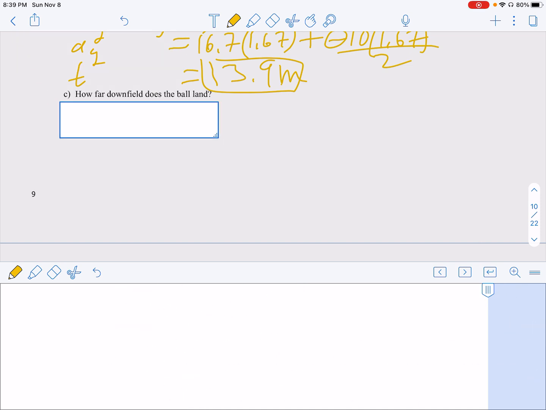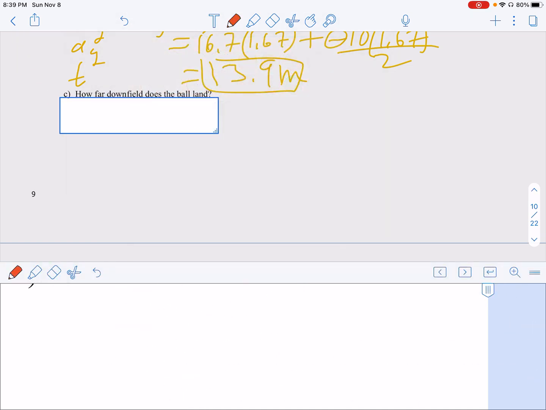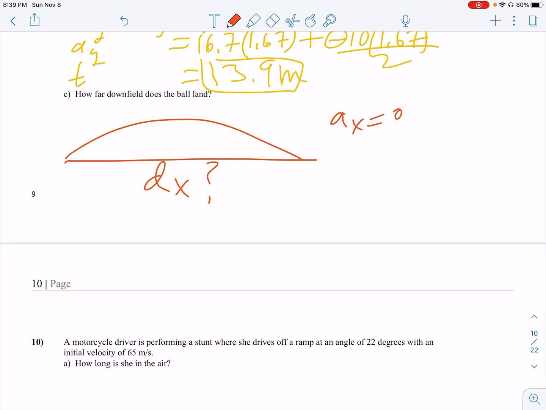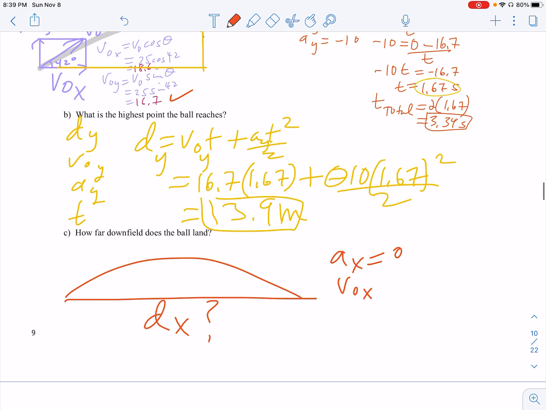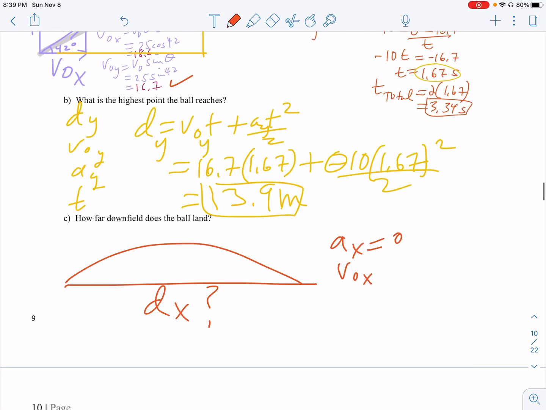Okay, how far downfield does the ball land? Okay, we're talking about dx there. We're talking about right here, dx. So I'm using my x values. ax is 0. v0x, we already know. We already found it. 18.6.